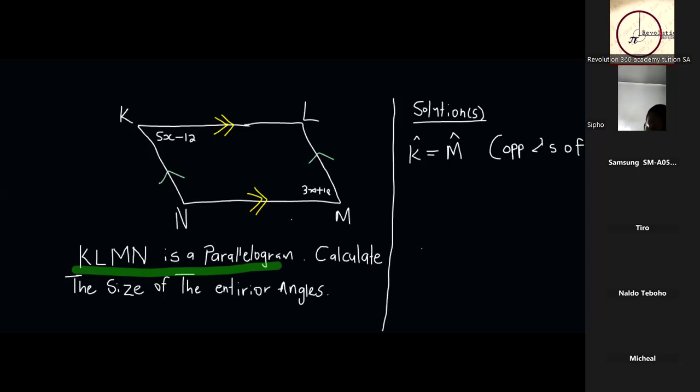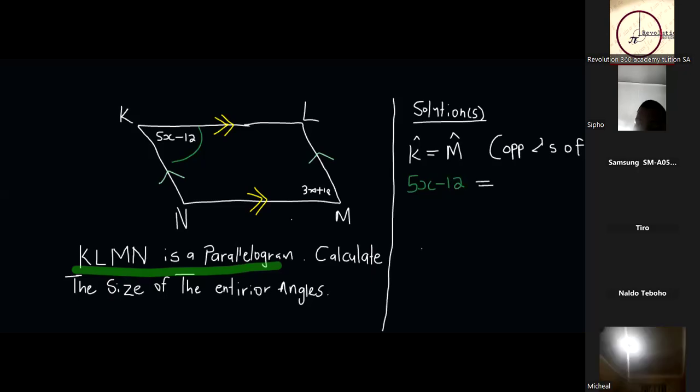So when we look at angle K, what is angle K? Angle K is given as 5x minus 12 from the diagram. So you go back to the diagram and check what you are given. We are given angle K as 5x minus 12. And then it is equal to what is angle M? 3x plus 18. So here we'll just write 3x plus 18. Now you solve for x.